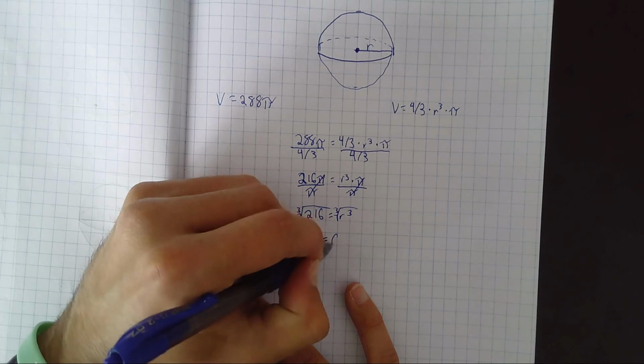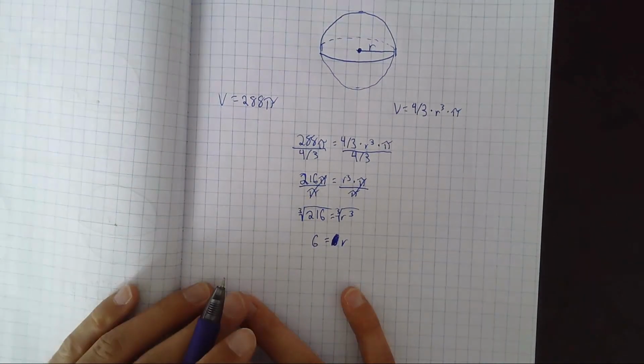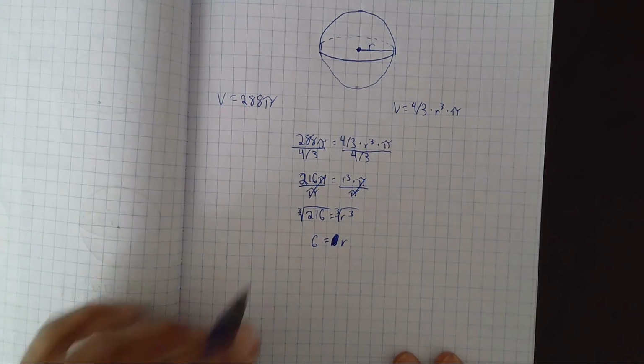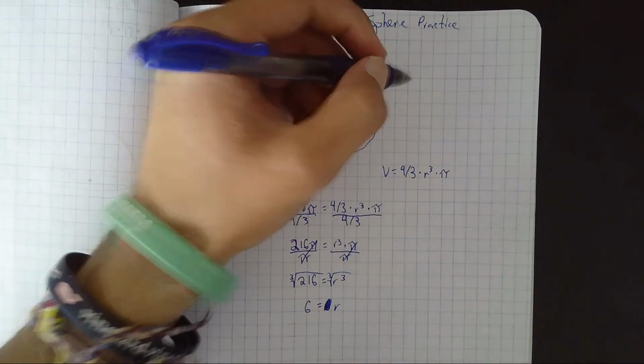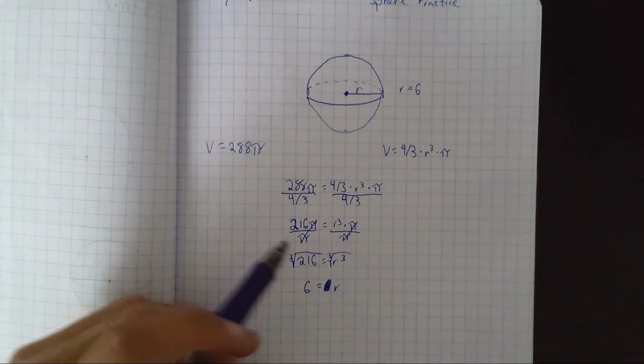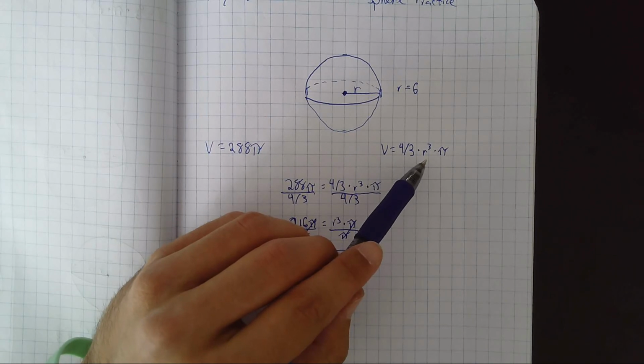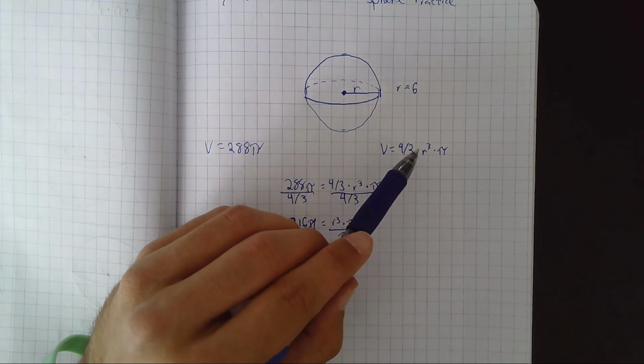So we know that 6, does not equal 6. I mean, it does equal 6, but 6 equals r. So now we can go up here if we really want to, and we know that r equals 6. And if we wanted to, we could plug 6 into our equation for a sphere to prove that it's right, but we know it's right.